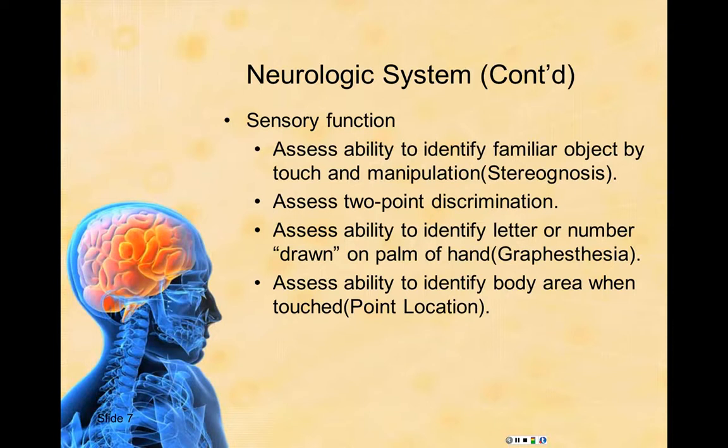The ability to identify something that you draw on them is called graphesthesia. And then the ability to identify the body area when it's touched is called point location.